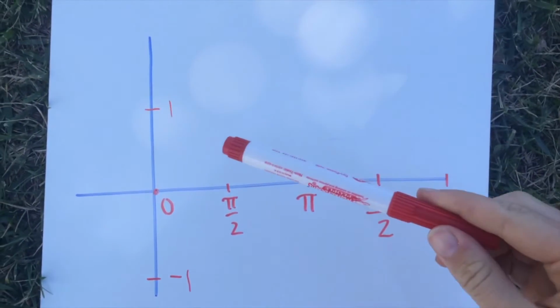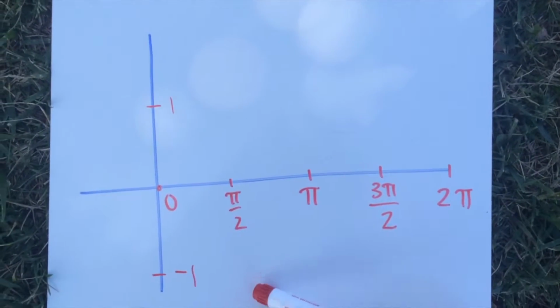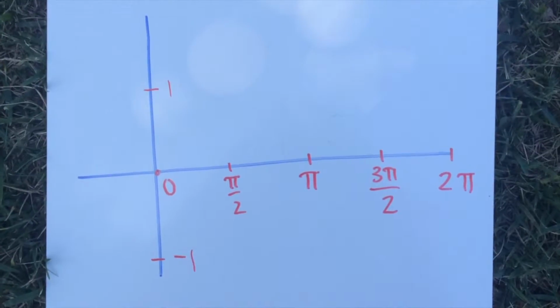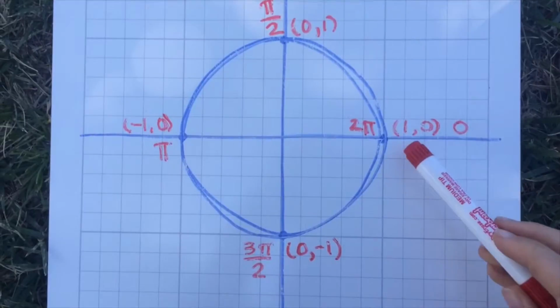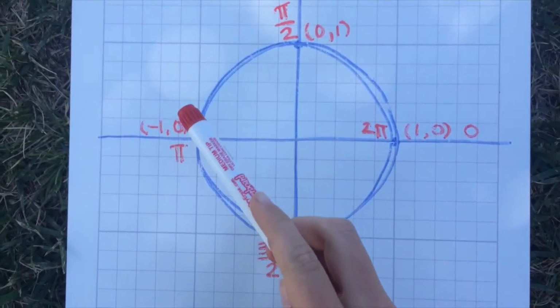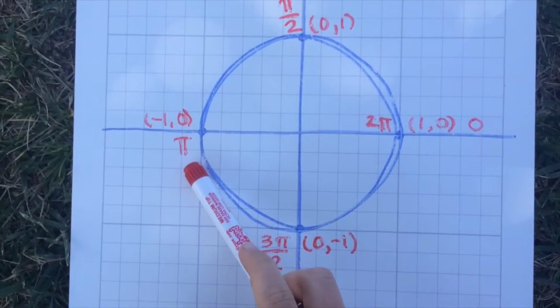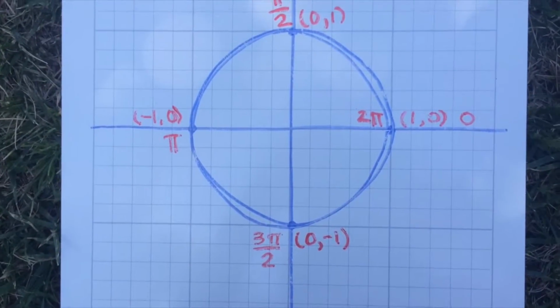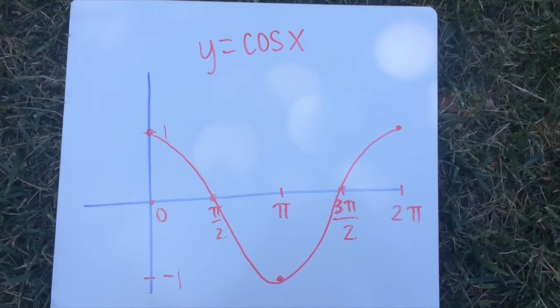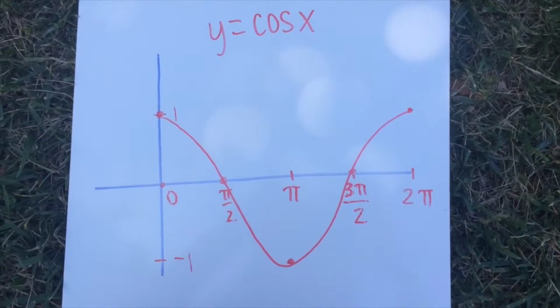Now we have these two numbers, 1 and negative 1. That is the amplitude of the graph. The amplitude is 1 because when you are at 0 radians, cosine is 1. Then when you go halfway around, when you're at pi radians, cosine is negative 1. Therefore, the amplitude will be 1. And now we have our basic cosine graph.